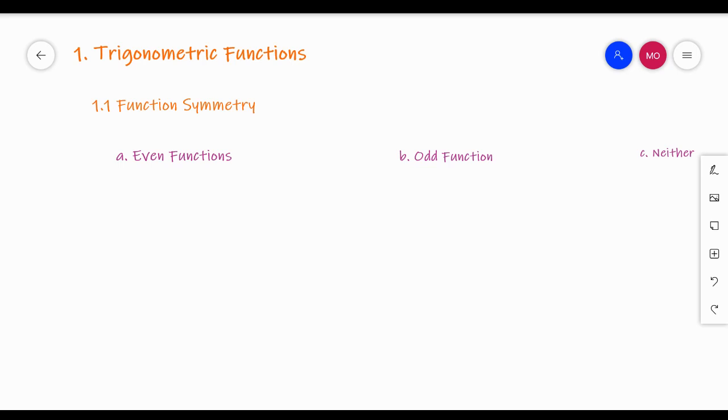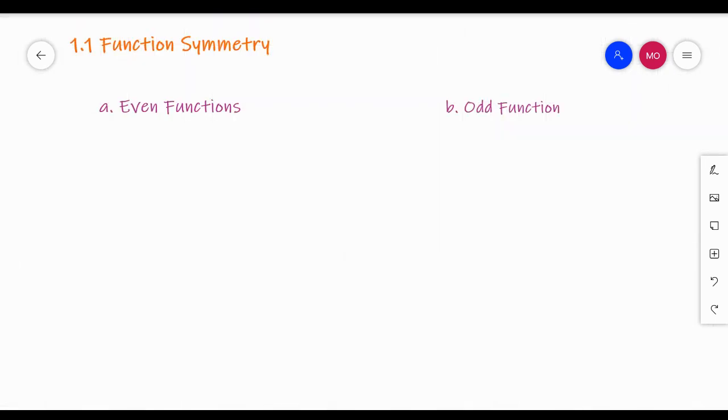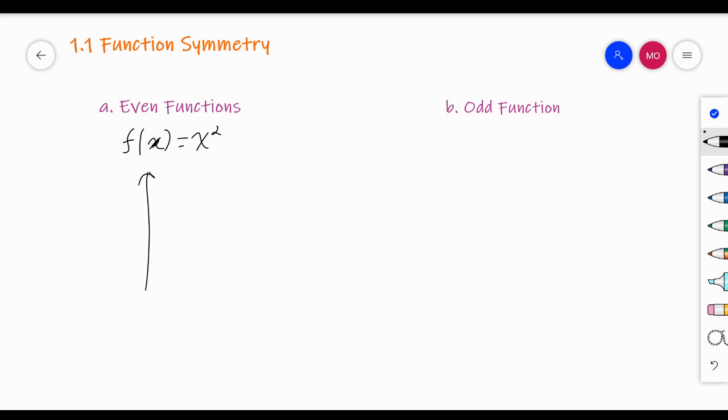So let's get started. First type of function is called the even functions, and I do believe that it's easier to figure out what the symmetries are if I just give you examples of them. So we're going to start by giving examples. First one that is representative of an even function would be f of x is equal to x squared. So just your most basic parabola. I'm just going to graph it so we have it visually.